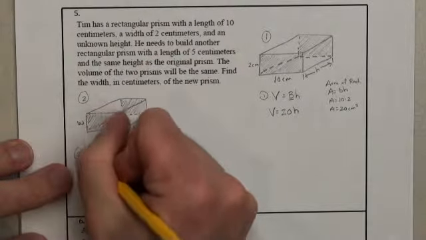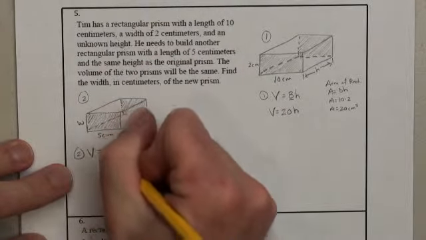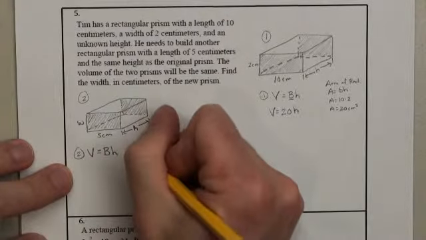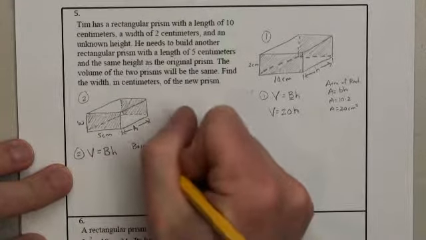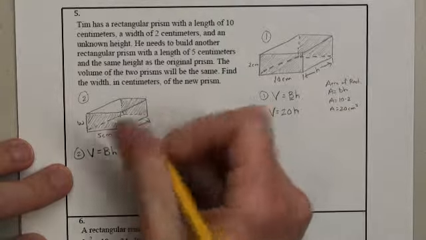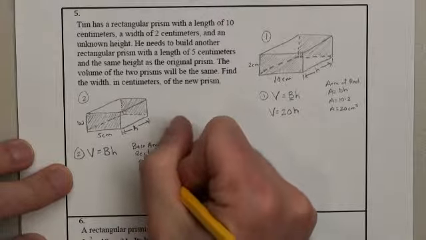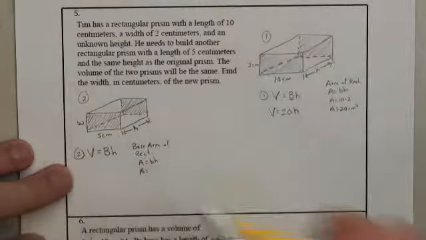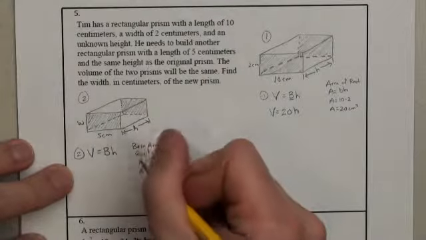So for shape 2, it's the same formula. Volume equals base times height, the base area. So for this one, it's the same thing. Base area of rectangle. A equals BH, or length times width, base times height, it doesn't matter what you call it.